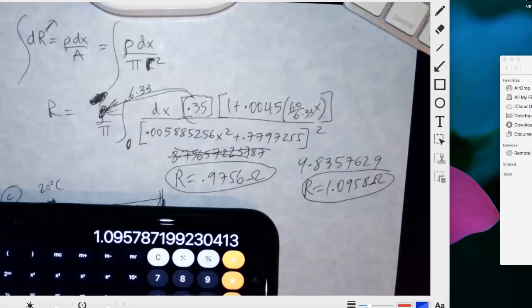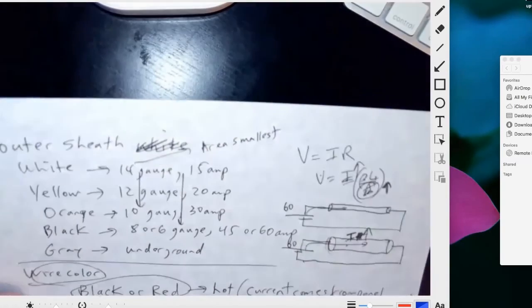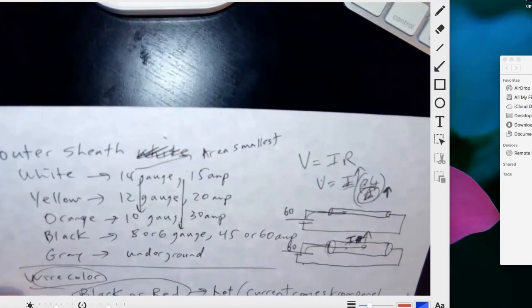Cool, we laid the good groundwork. So we've covered how to do resistance of wires, variable wires, resistivity. We even talked about the gauge.